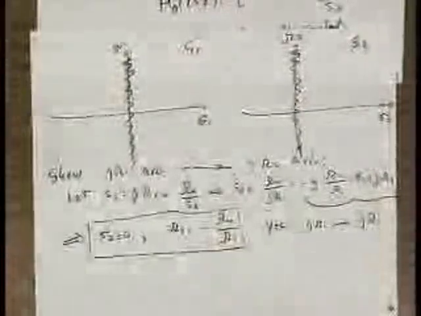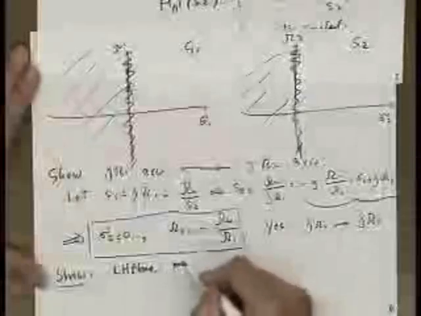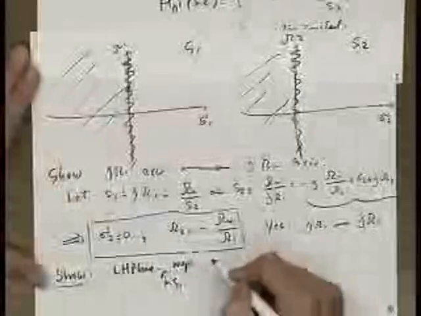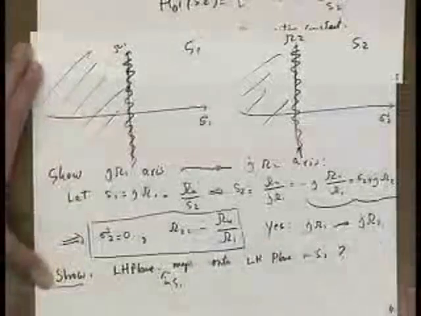So now the other thing we want to make sure is that the left half plane also maps to the left half plane. And the reason was we wanted to make sure that causal and stable filters in one domain get mapped into causal and stable filters in the other domain. So we want to show that the left half plane in S1 maps onto the left half plane in S2, question mark.